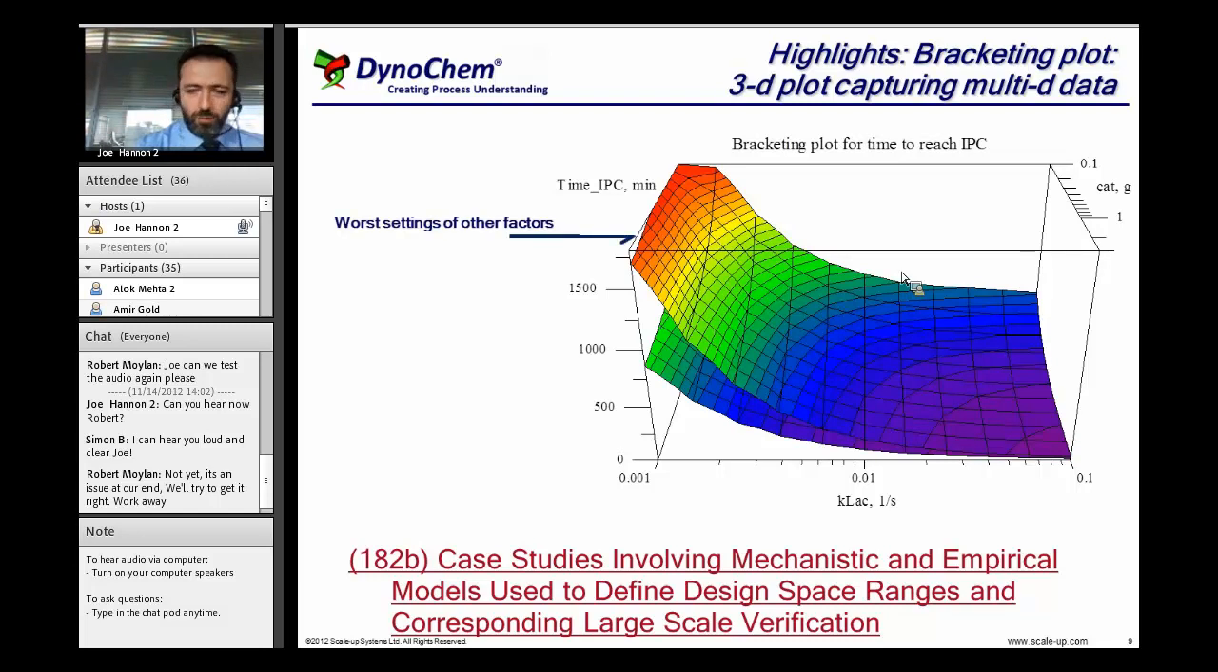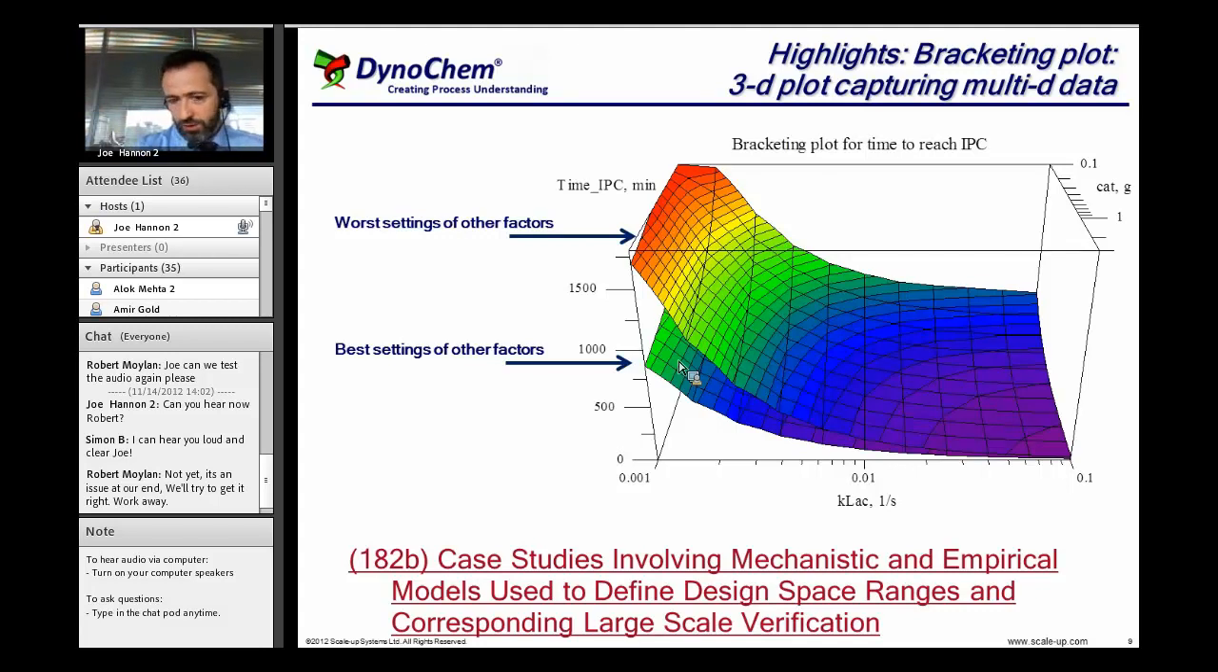So what we're looking at right there is actually a reaction time, the time before we reach the in-process control limit for a hydrogenation, plotted against mass transfer coefficient and catalyst loading on the horizontal axes. So basically the time is shortest down here at the bottom right when we have good mass transfer and lots of catalyst, just the way that you would expect it to be. But because there are two surfaces, it means that we're bracketing a whole range of other variations, not in kLa and not in catalyst loading, but in things like pressure and other variables like that.